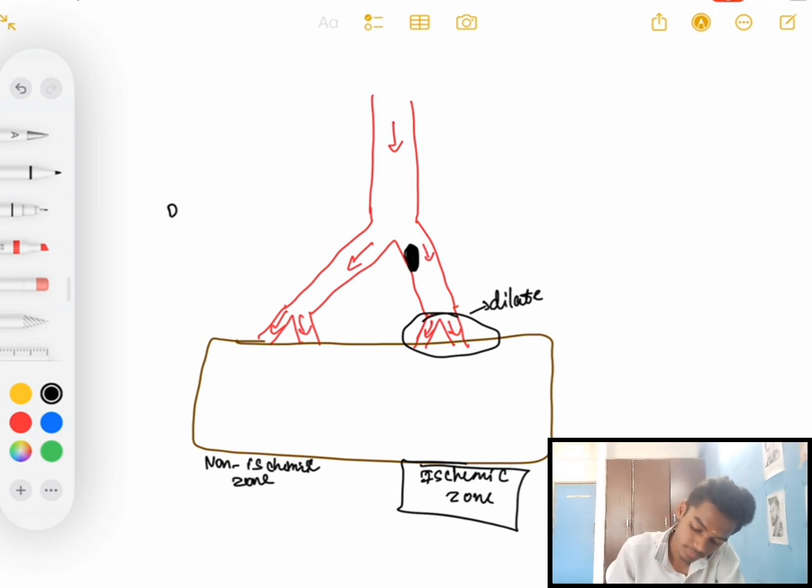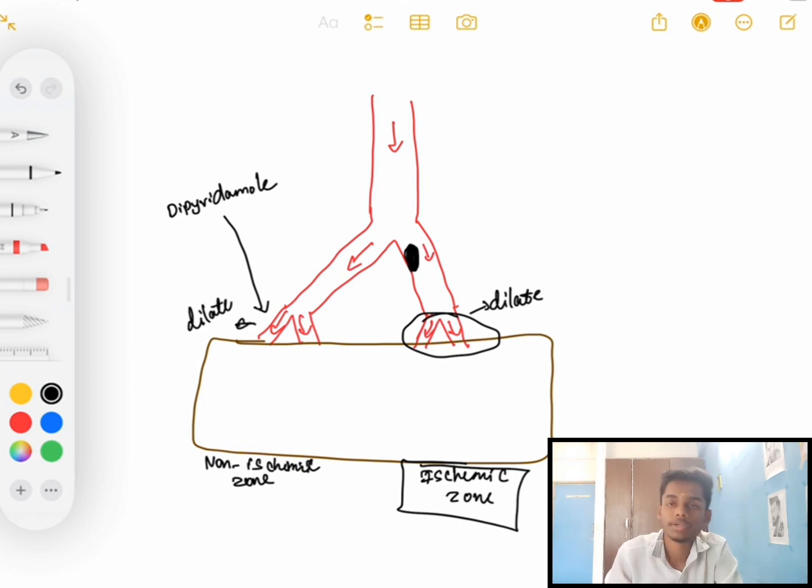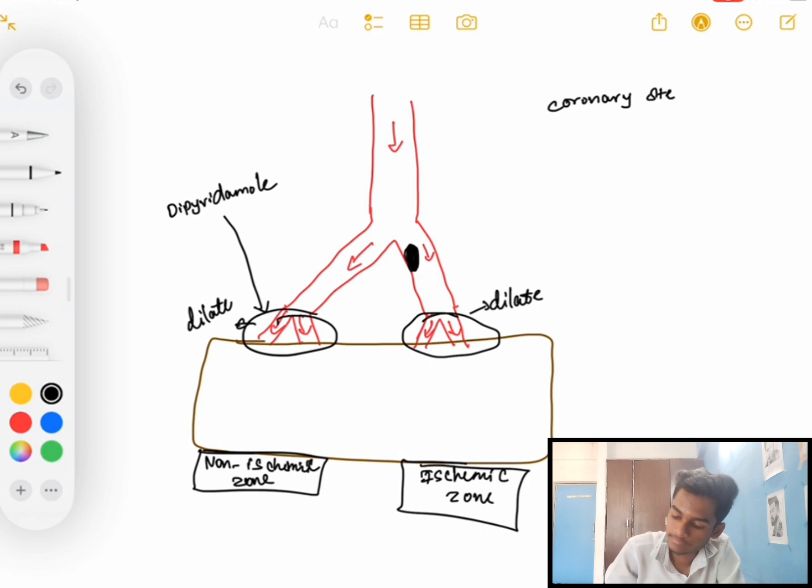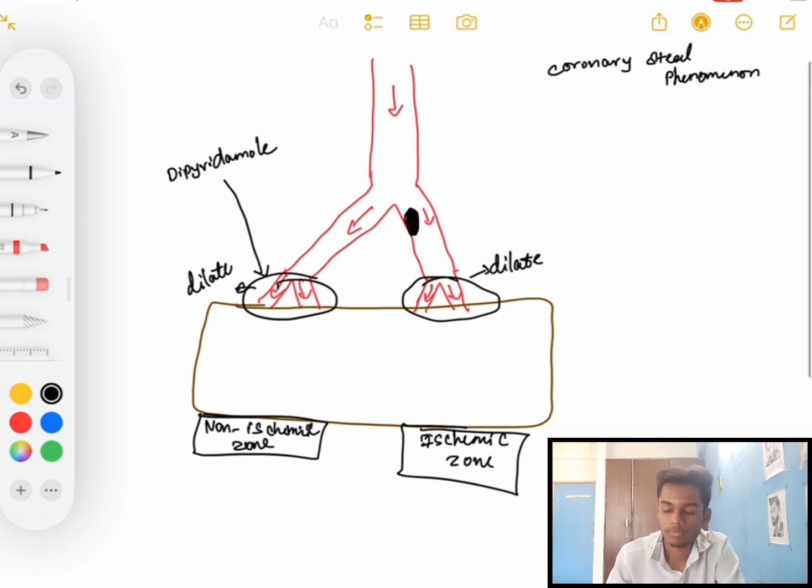But dipyridamole will act on these vessels and they will dilate these. Due to the dilation of these vessels, there is increased blood flow to this non-ischemic zone. So what happens? The blood flow which was going to the ischemic zone will now go to the non-ischemic zone. So there is stealing of blood from the ischemic zone to the non-ischemic zone. This is known as coronary steal phenomenon.